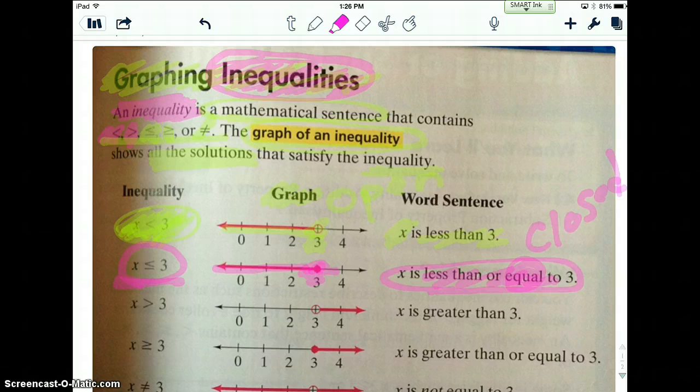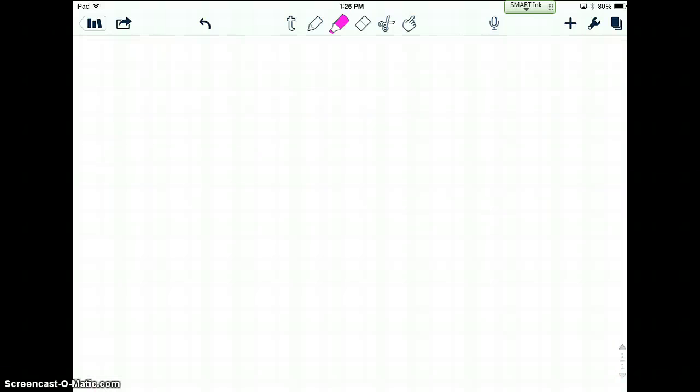Let's look at one more. X cannot equal 3. There I just said it, x is not equal to 3. So when I show the solutions that would satisfy that inequality, everything is going to be shaded in except what? Except 3. So there's going to be an open dot at 3 to say, nope, can't have that, but you can have anything else.